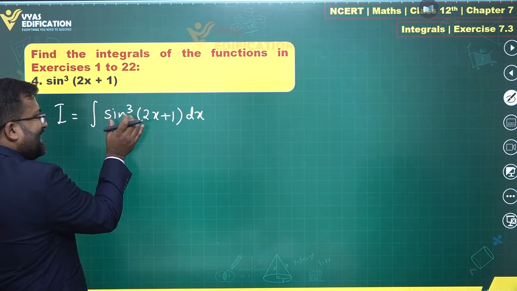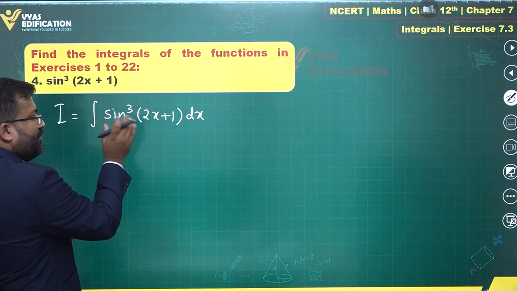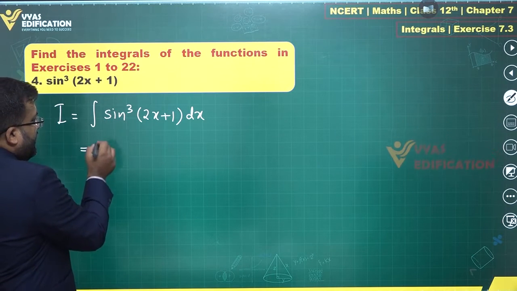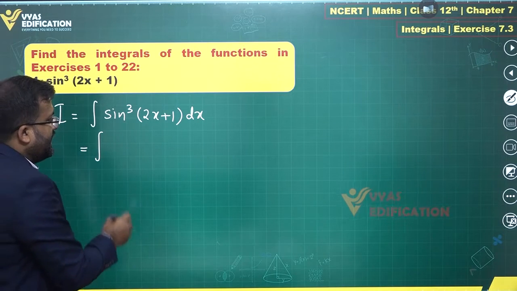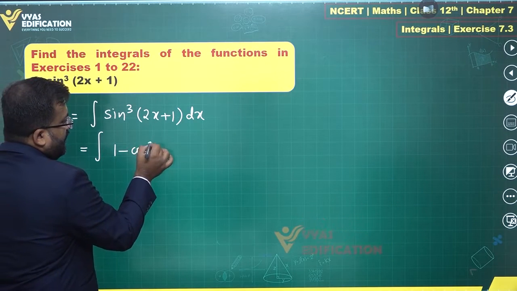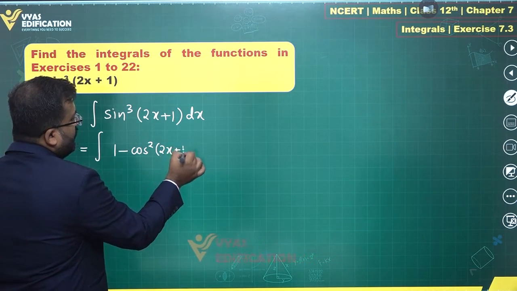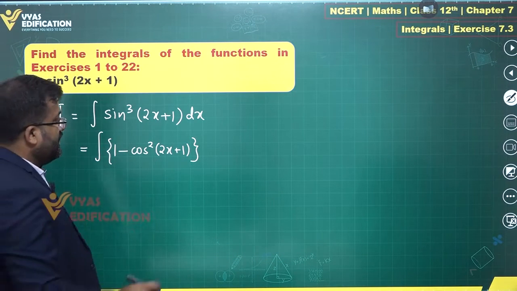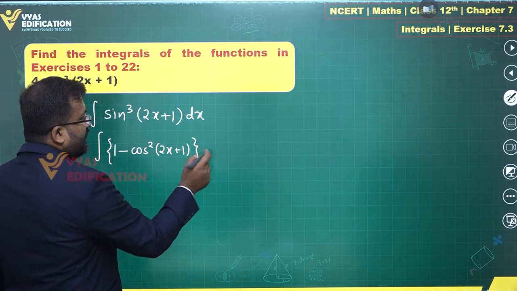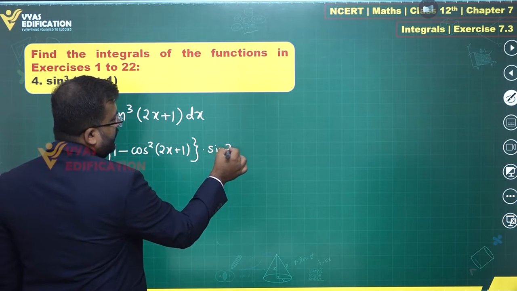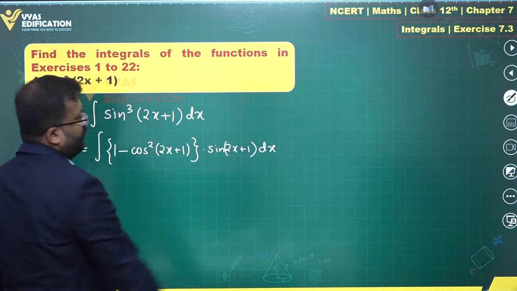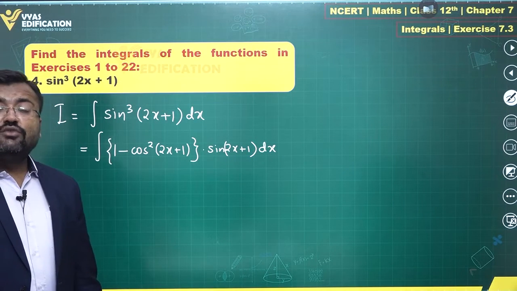That we can replace this sine cube; you can break the sine cube as sine square and sine. And you can write the sine square term as 1 minus cos square of 2x plus 1. This is what you can write it as. This is sine square of 2x plus 1 and there will be another sine of 2x plus 1 waiting outside. And now I can use substitution.